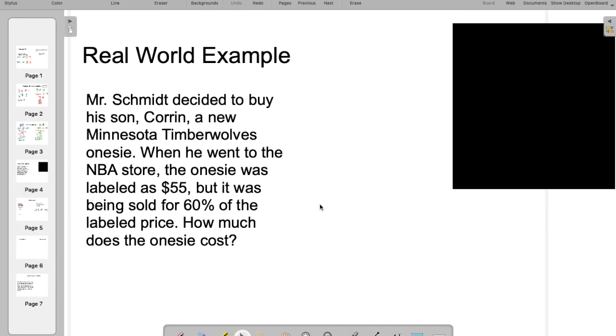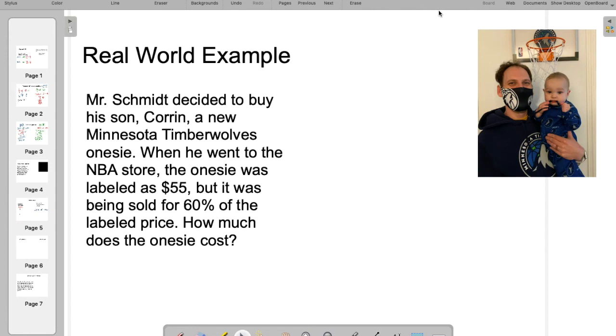Because I'm making this video, we need one real-world problem before we can be done. So in this real-world problem, Mr. Schmidt decided to buy his son, Corin, a new Minnesota Timberwolves onesie. When he went to the NBA store, the onesie was labeled as $55, but it was being sold for 60% of the labeled price. How much does the onesie cost? Well, of course, I have to add a little picture with me and Corin. If you've noticed, we have lots of Minnesota Timberwolves gear, but you can never have too much.